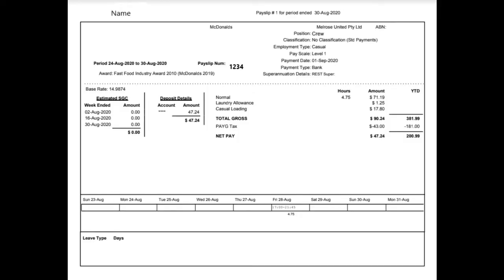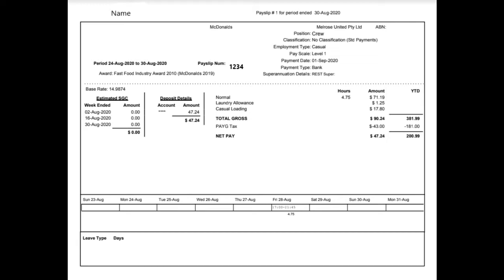So from our example payslip, we can see that the employee nearly worked 5 hours and his base rate times the hours worked per his timesheet gave him an amount of $71.19. He also got an additional laundry allowance of $1.25 and a casual loading of $17.80. The casual loading represents an additional amount of money above the award for casuals, as they don't receive entitlements like annual leave, sick leave, and those sorts of things.